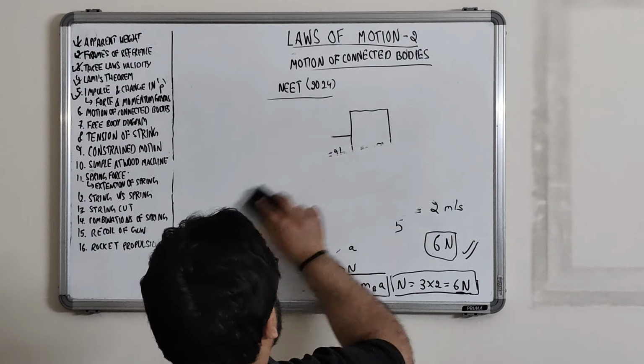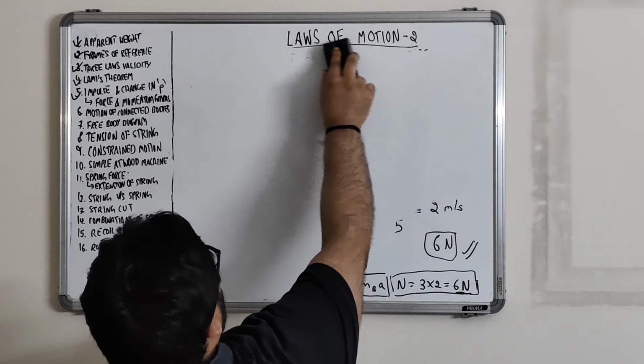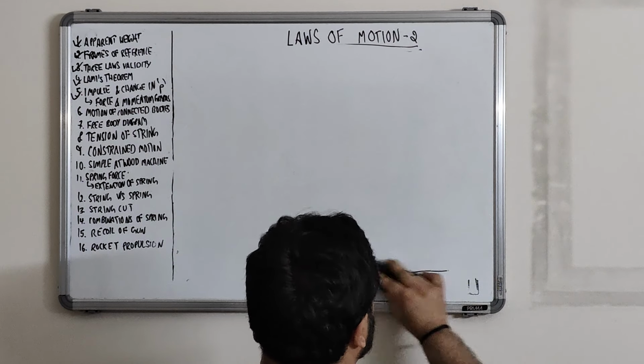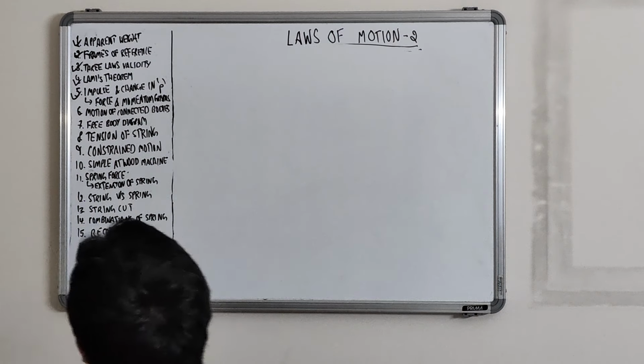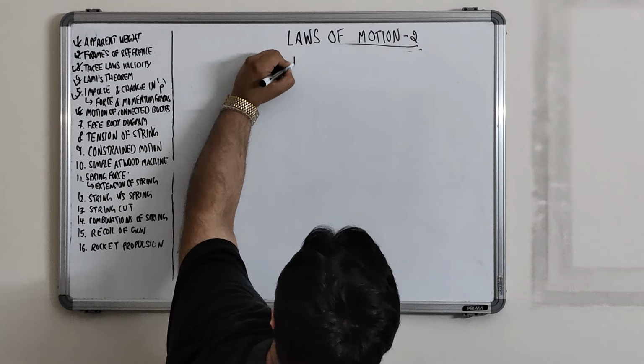So this was about motion of connected bodies. The questions we are doing are important, but they are basic, so that you can enjoy and be able to solve these easily. Okay. Now let's talk about free body diagram.